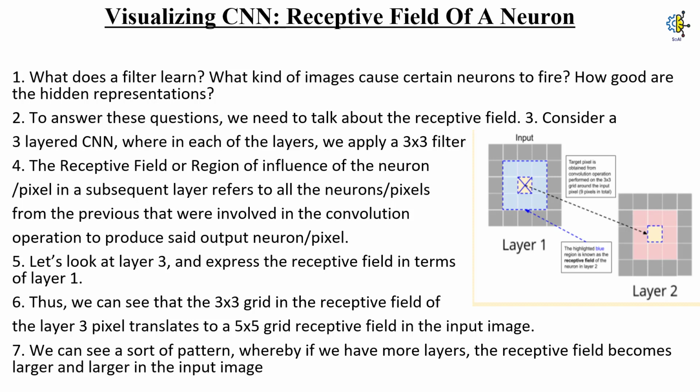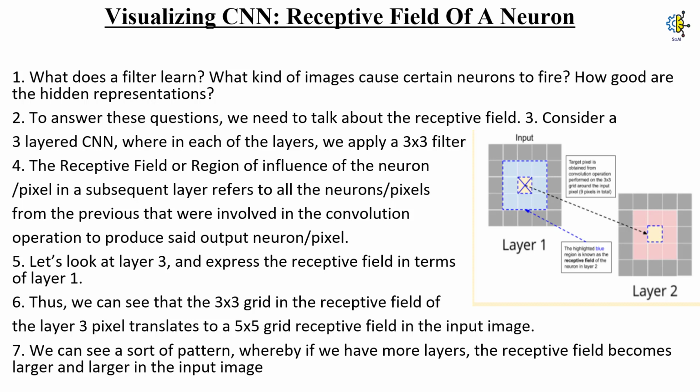Consider a three-layered CNN, where in each of the layers we apply a 3x3 filter. The receptive field, or region of influence, of a neuron or pixel in a subsequent layer refers to all the neurons and pixels from the previous layer that were involved in the convolution operation to produce said output neuron or pixel. Let's look at layer 3 and express the receptive field in terms of layer 1.